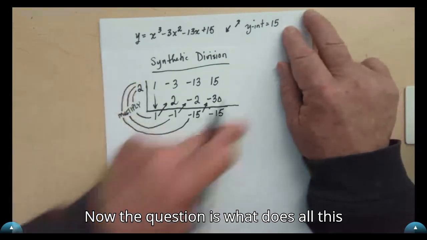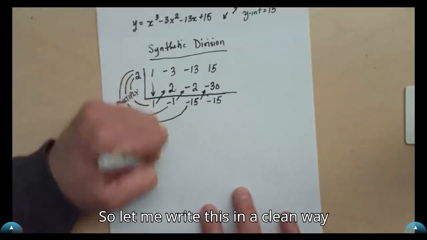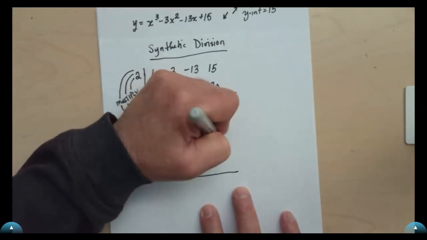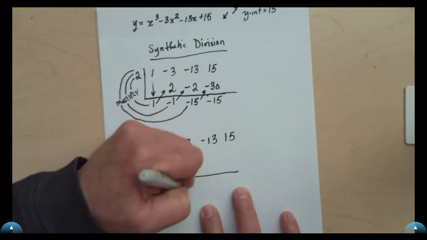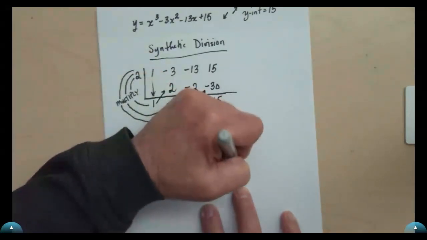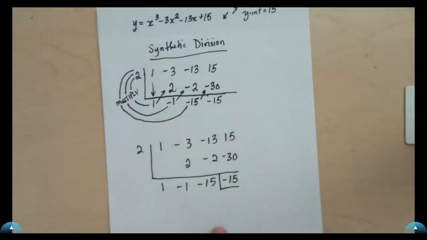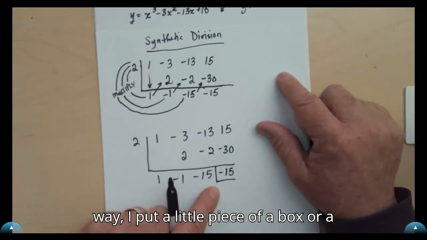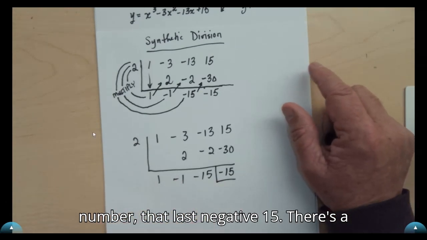Now the question is, what does all this gobbledygook mean, right? So let me write this in a clean way without all the arrows so we can talk about what it means. So we went through the synthetic division algorithm, and this is what we got. By the way, I put a little piece of a box, a little backwards L, around that very last number, that last negative 15. There's a reason for that.